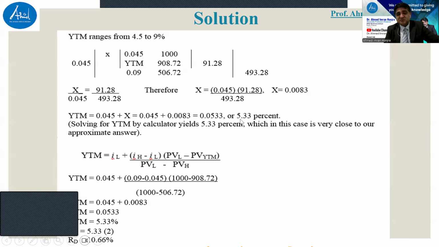What will be the annual? 5.33 multiplied by 2, so 10.66 will be the annual YTM. The other way: I lower 4.5% plus I high, that is 9%, minus I lower 4.5%, multiplied by present value at lower, 1000, minus present value at YTM, 908.72, divided by present value at lower, 1000, minus present value at high, 506. After simplifying, the same answer. The semi-annual YTM is 5.33%, and the annual is 10.66%.